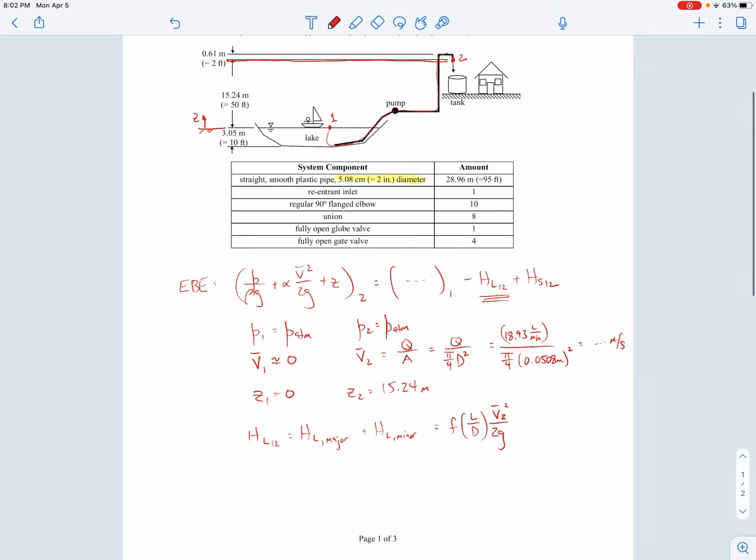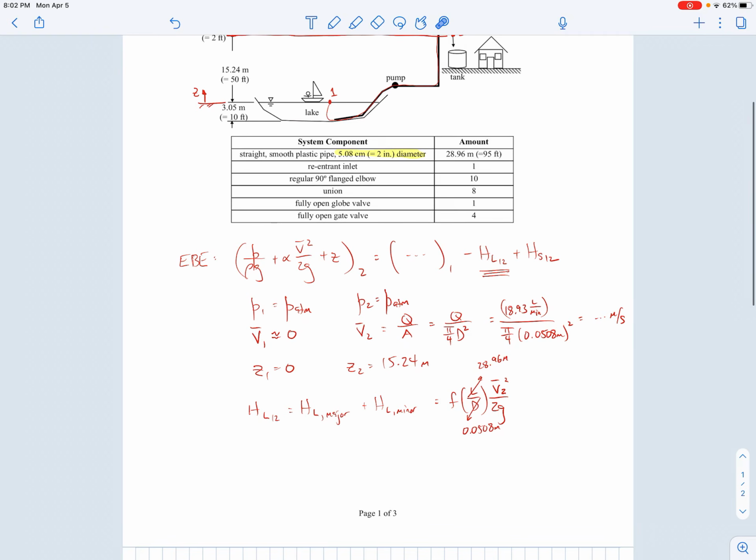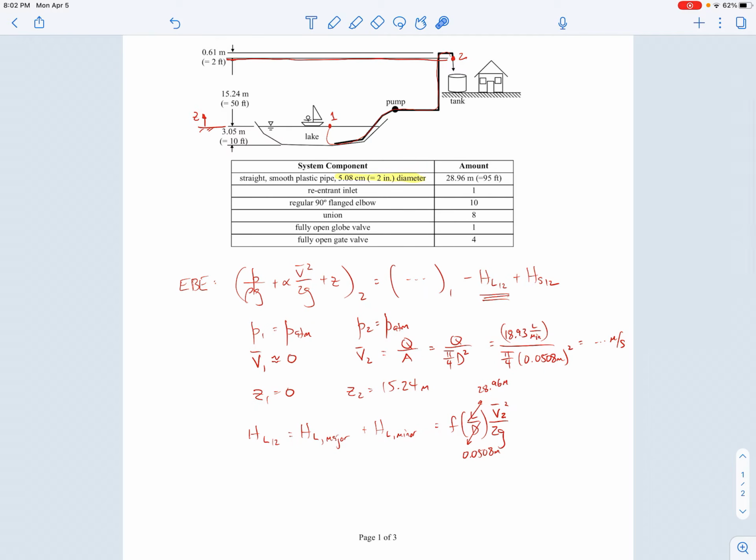The L we're given, right? We're told that we have 28 meters of that pipe, or I'm sorry, it's almost 29 meters. So the L is going to be 28.96 meters. The diameter, we just said moments ago, was 0.0508 meters. V2, presumably we have calculated that already up here. Now we need to find the friction factor. So how would we find the friction factor? In general, the friction factor is a function of the Reynolds number and the relative roughness of the pipe. Let's first focus on the Reynolds number.